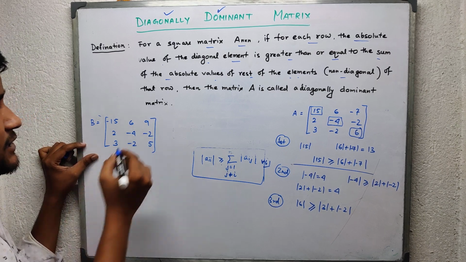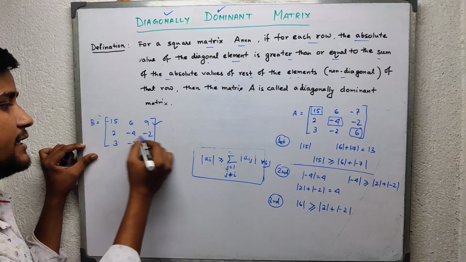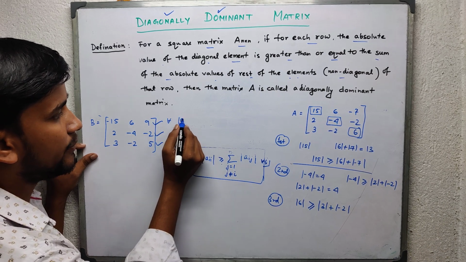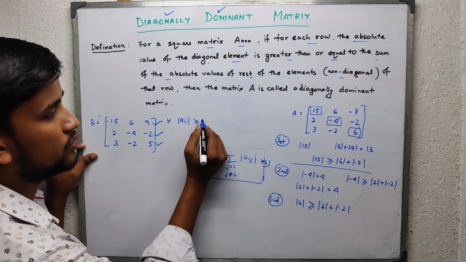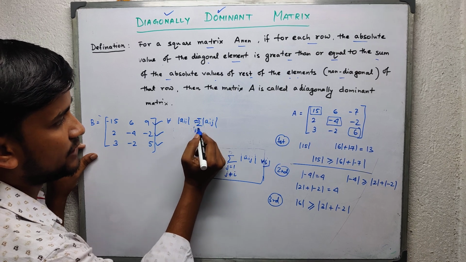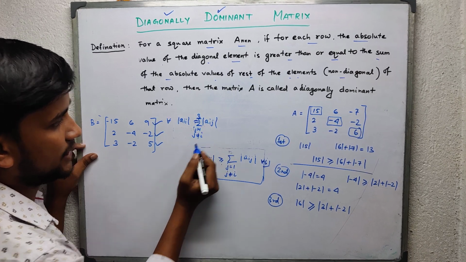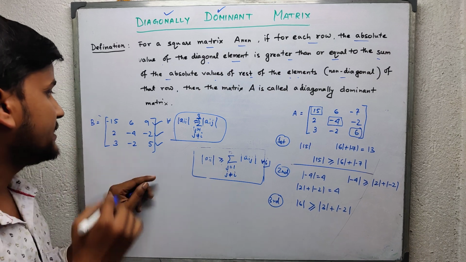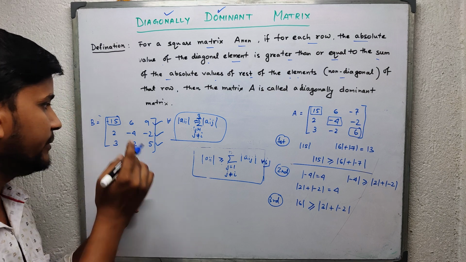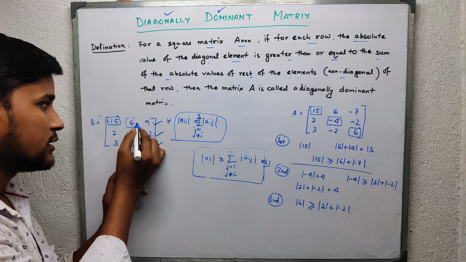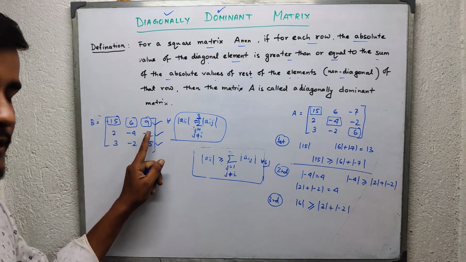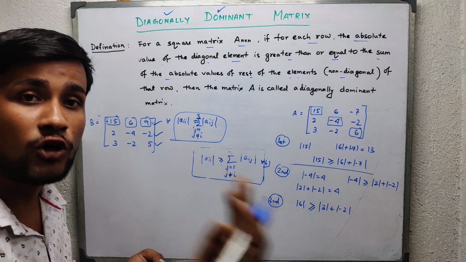If we take another example, this is equality, and this is also equality, and this is also equality. That is, for all these three rows, mod of aii is greater than or equal to the summation of mod of aij, j equal to 1 to 3, j not equal to i. This holds. That is, if the absolute value of the diagonal element is equal to the sum of absolute values of the remaining other two non-diagonal entries, then also we can say this is diagonally dominant.